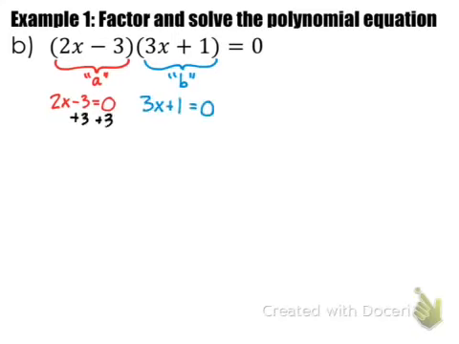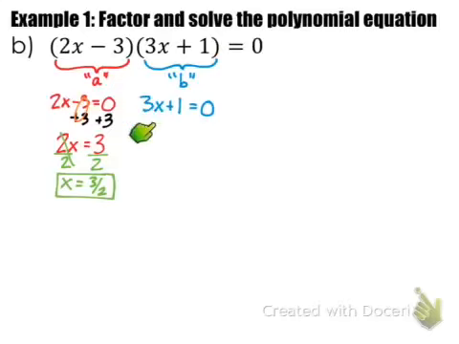So we're going to add 3 to both sides. That zeroes out, so we're left with 2x equals 3. And then we're going to divide both sides by 2 to get x equals 3 halves. So that's one of our solutions. So the second solution, we're taking for 3x plus 1. Subtract 1 from both sides. 3x equals negative 1. So then divide both sides by 3, and x equals negative 1/3.